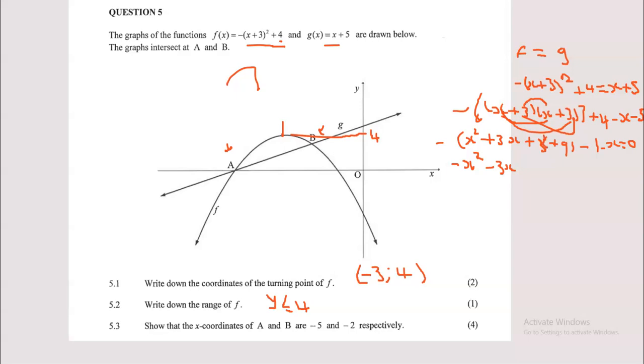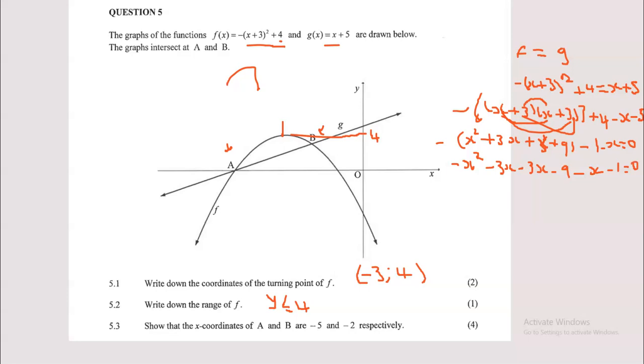Here it's becoming a mess now. So it will be 3x there. Again, negative times that will be minus 3x. And then negative times 9 will give us negative 9. And then negative 1 minus x, negative x, and also minus 1 there. The whole thing will be equal to 0. So that will be our simplifying so far.